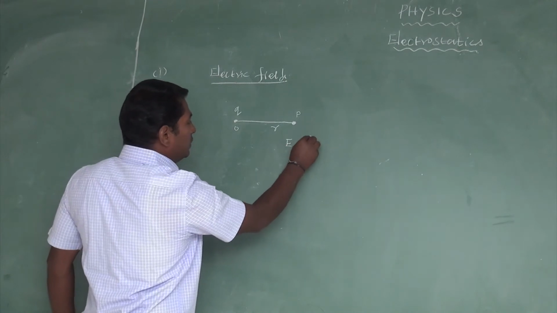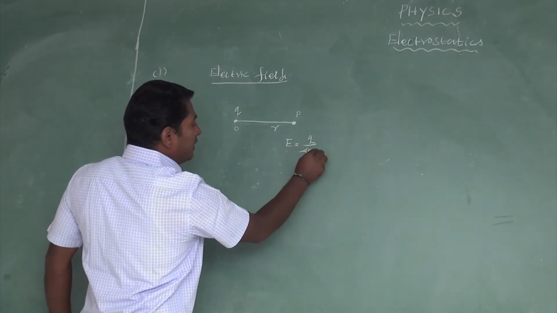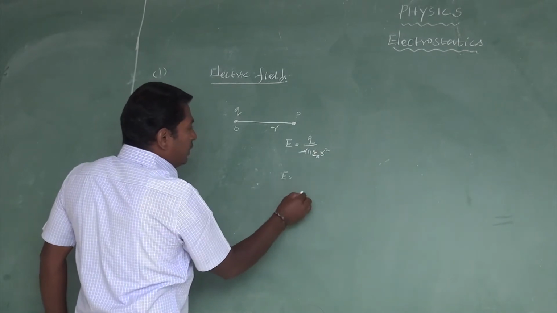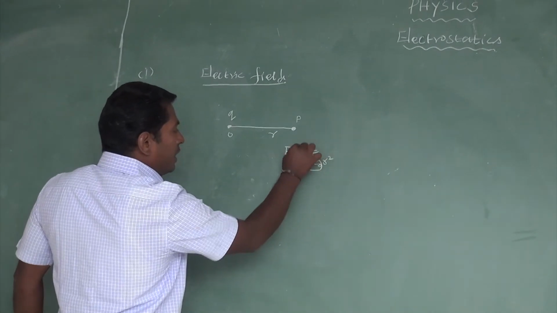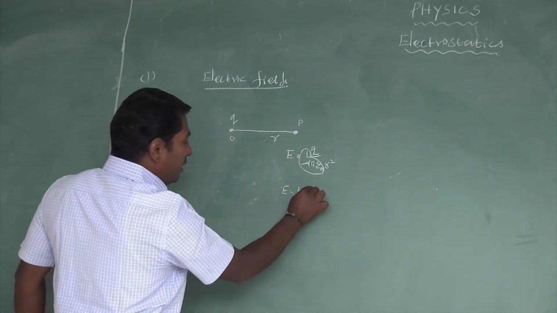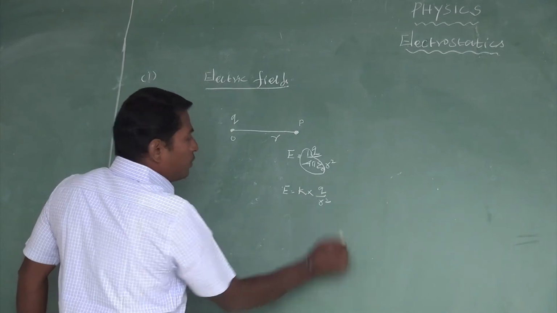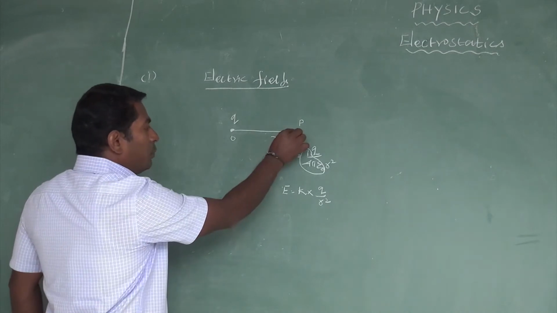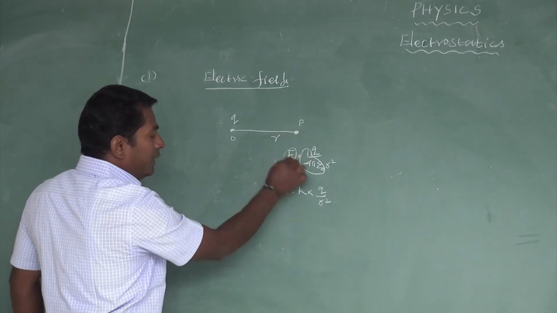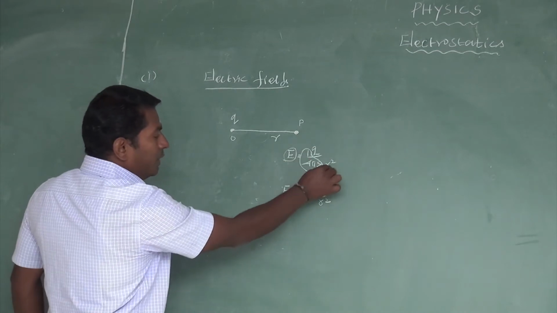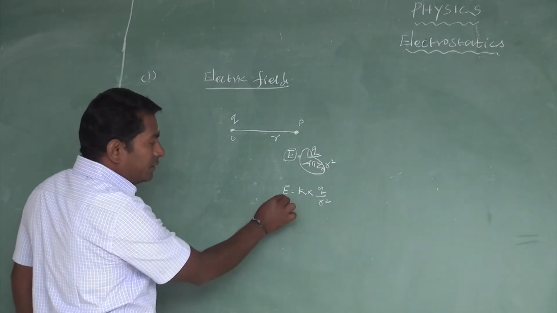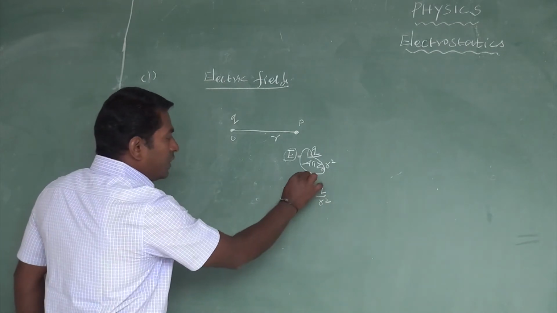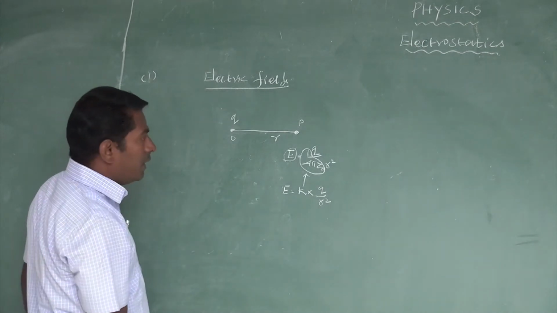E is equal to Q divided by 4 pi epsilon naught R square, or E is equal to K into Q divided by R square, where K is equal to 1 divided by 4 pi epsilon naught. So this charge creates an electric field around it, and at any point the magnitude of the electric field is E is equal to Q divided by 4 pi epsilon naught R square.